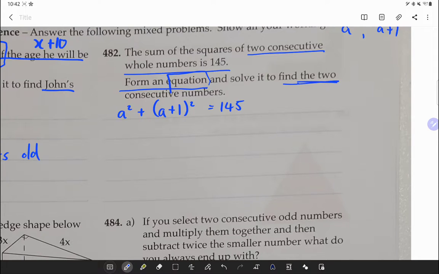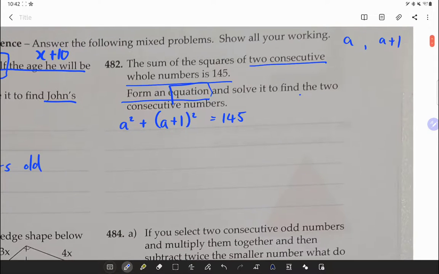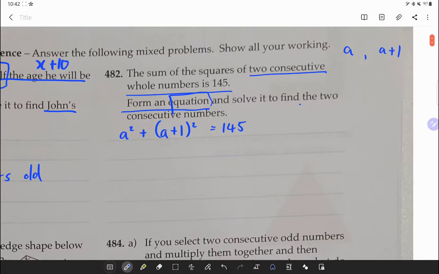Form an equation and solve it to find the two consecutive numbers. Let's find the two consecutive numbers, which means find A for us. If A is, I don't know, 5, then we know it's 5 and 6. If A is 20, we know it's 20 and 21. So let's find out. Let's just expand. Remember, when you expand this, we don't just go A squared plus 1 squared. It's this business. Don't forget that, right? So it's A times A, A times 1, 1 times A, 1 times 1.